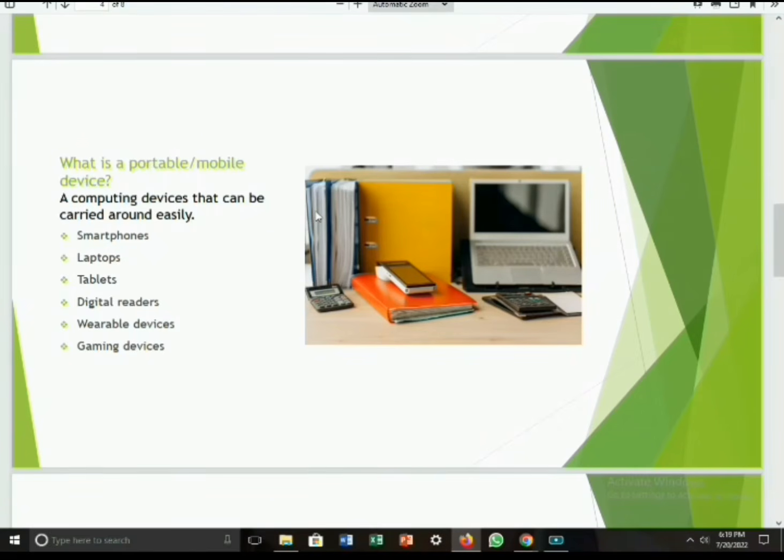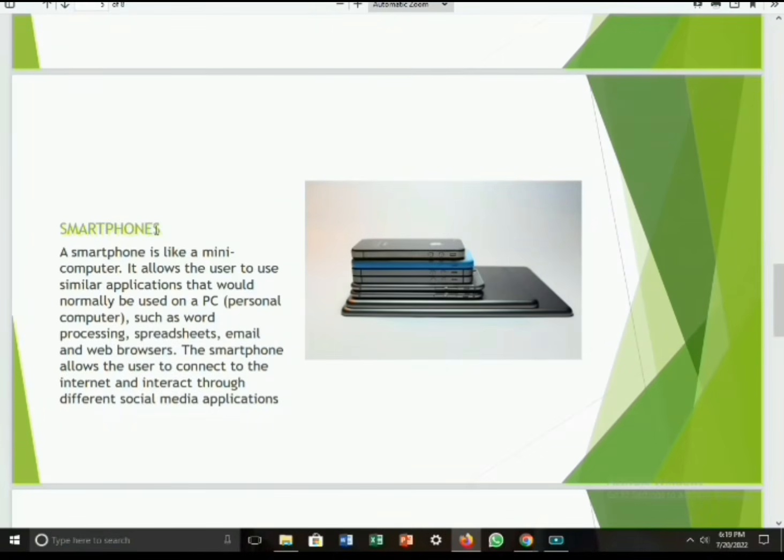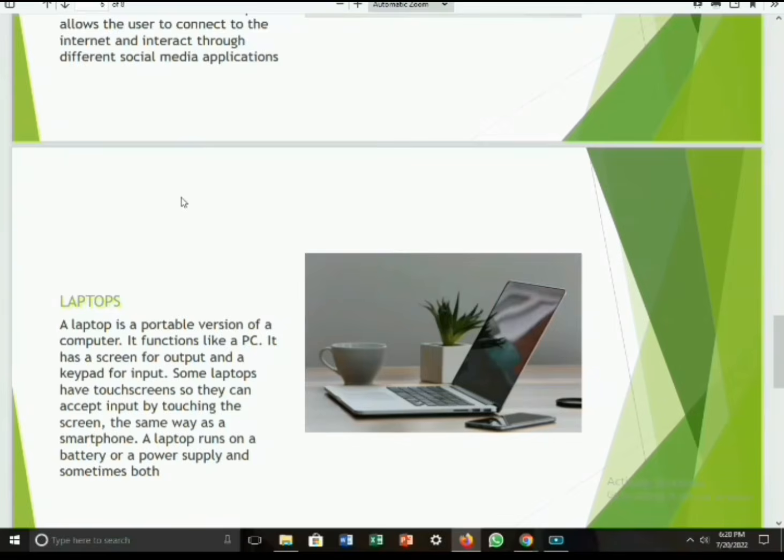So let's take a look at some of these devices in greater detail, because I'm just going to mention maybe 4 of them. So, smartphones. A smartphone is like a mini computer. It allows the user to use similar applications that would normally be used on a PC, which is a personal computer, such as word processing, spreadsheets, email, and web browsers. The smartphone allows the user to connect to the internet and interact through different social media applications, right?